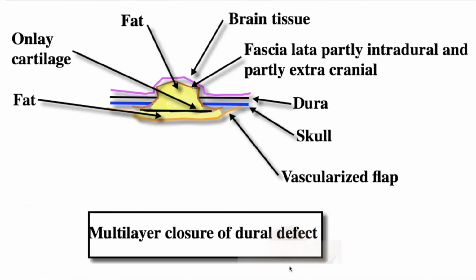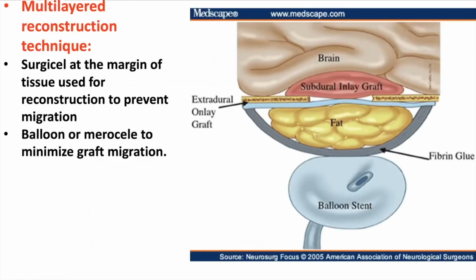This is the multi-layer technique in which the fat, you can use fascia lata or the artificial Duragen, and then fat, and then you can also support, if the dural defect is large, you can support it with the cartilage or the part of the bone, and then you can have a vascularized nasoseptal flap. So multi-layer closure is always better.